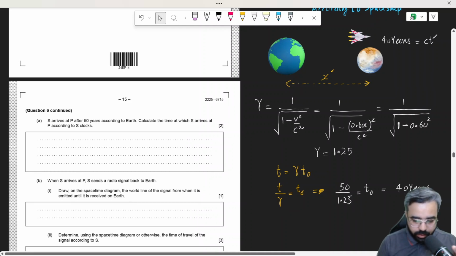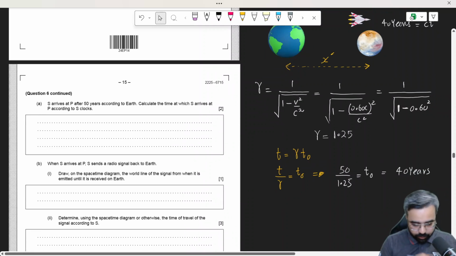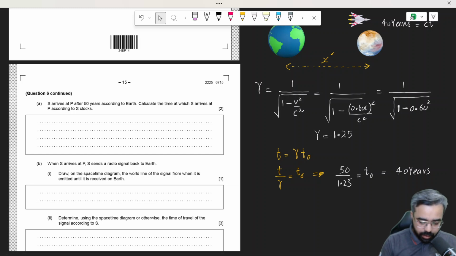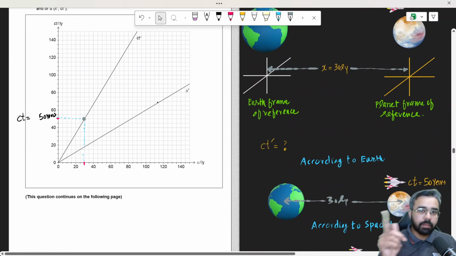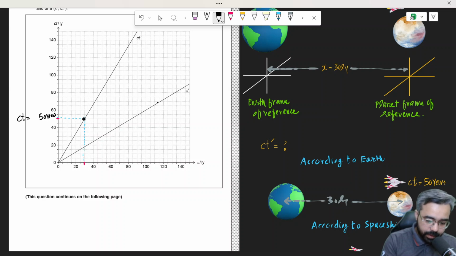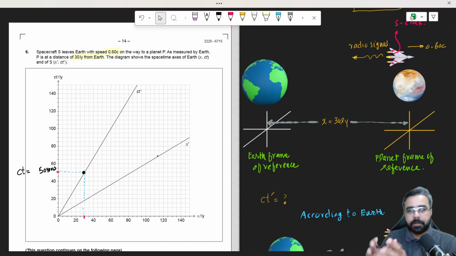Now the next question is, dear students: when S arrives at P, S sends a radio signal back to the Earth. You have to draw on a space-time diagram when it is emitted and until it is received on Earth. I have already shown you the event when the spaceship reached the planet, according to the Earth, and I have already marked this point. Since the signal is going backward, and this is a photon of light traveling with the speed of light, you always have to draw the world line of light at an angle of 45 degrees. So if it is going leftward, then we can draw it.